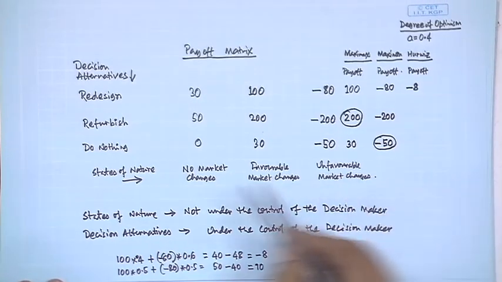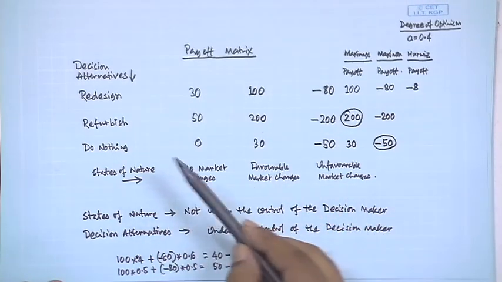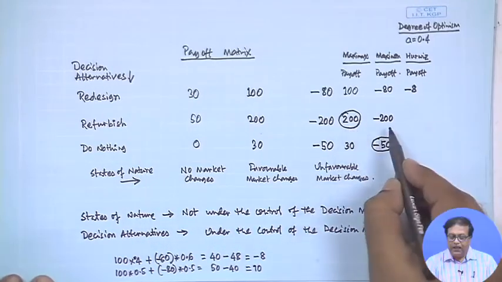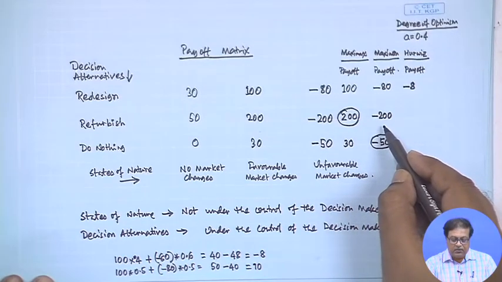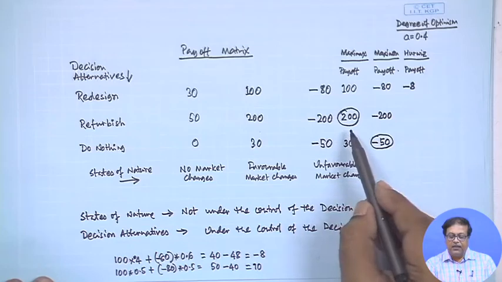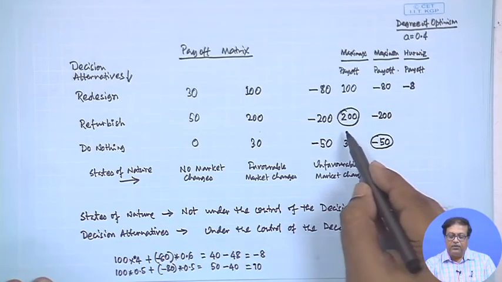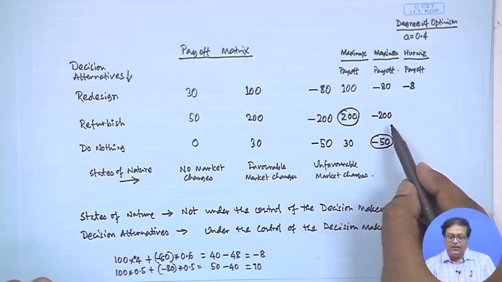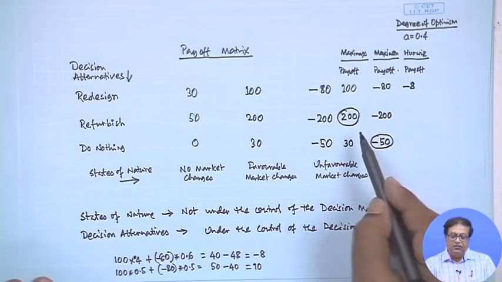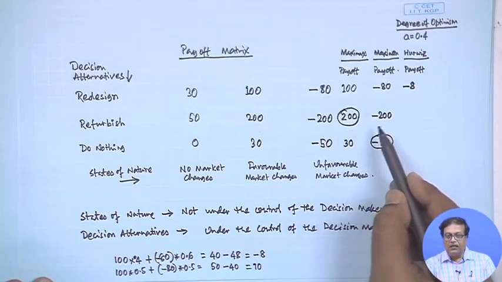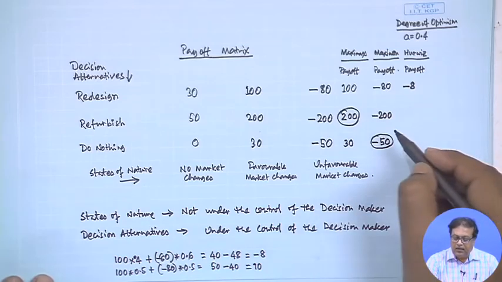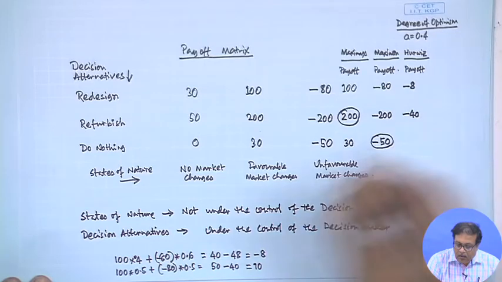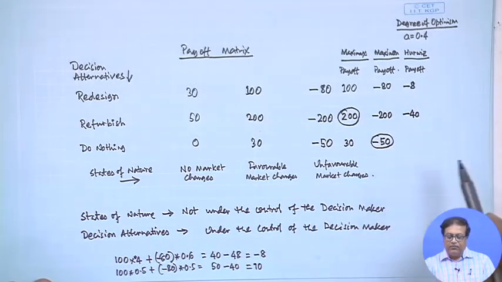Now, the next thing, your second decision, refurbish. Again, we have seen the Maximax payoff was 200 and the Maximin payoff was minus 200. So if we give 40% weight, then 200 into 0.4 will be 80 and minus 200 into 0.6 will be minus 120. So on one side we have 80 and on the other side minus 120. So it will be minus 40. That would be the Hurwicz payoff for the second decision, refurbish.